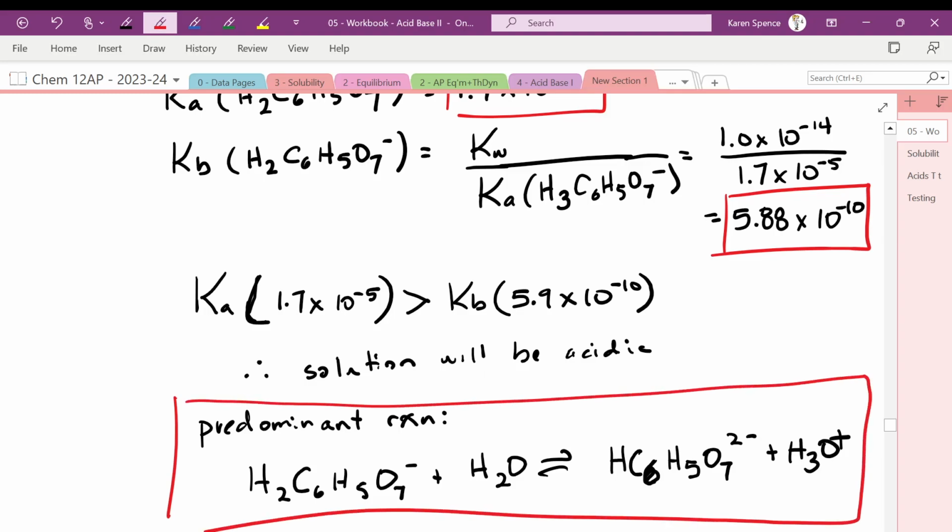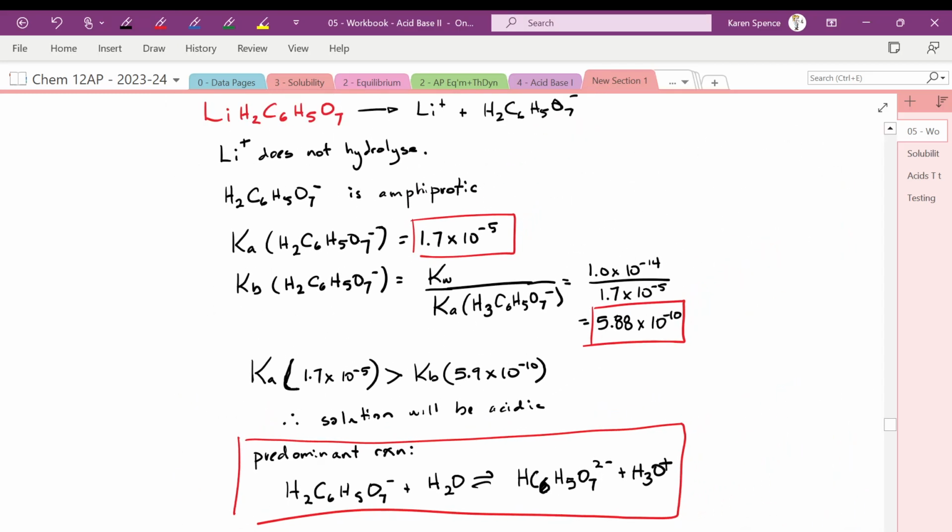So that should be your final answer. Is that what you got? Predominant reaction producing hydronium? Because remember, always go back to the beginning and ask, what is the question asking me for? I almost answered the solution will be acidic. You can see I did that. And then I was like, hang on, what did the question ask me? It didn't ask me if the solution would be acidic. It asked me to write the predominant reaction. So there's the predominant reaction. Okay?